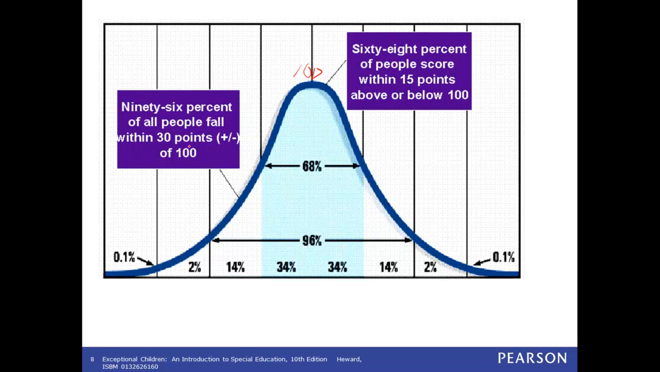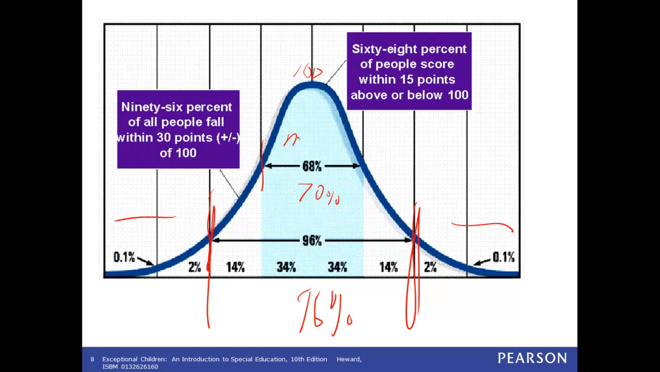96% of all people fall within 30 points, meaning 2 standard deviations above or below. So from here to here, 96% of people fall in here, their scores. So there's about 2% below and 2% above. Where we concentrate a little bit is here's 1 standard deviation, which is about 15 points, and 68, or we say roughly 70%, are within 1 standard deviation, and this is normal.